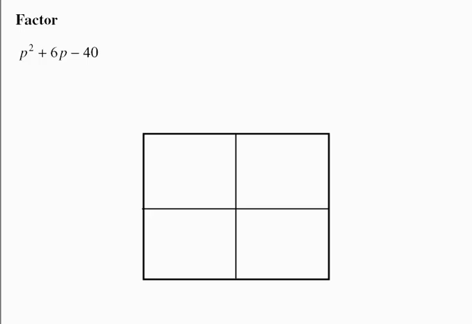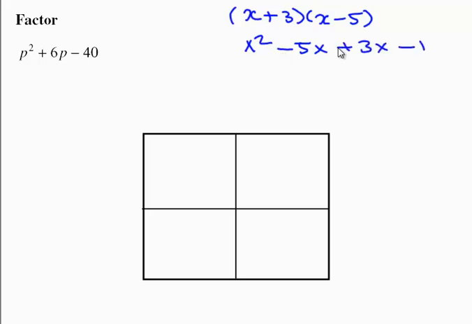In this video, I'm going to show you how to factor trinomials using an area model. So first, I just want to remind you how we got to this answer. If I ask you to multiply x plus 3 by x minus 5, you got x squared minus 5x plus 3x minus 15. So it technically has 4 terms.